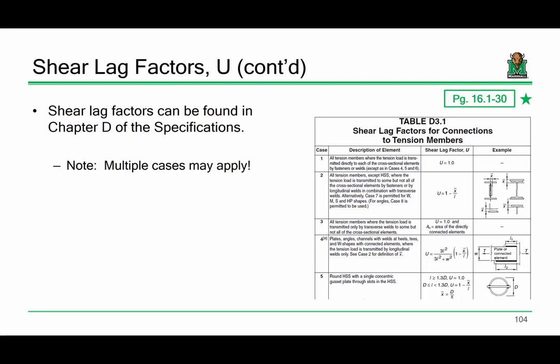So we're on 16.1-30. What do I have here on this slide beyond just an image of what's in the code? Look at me. Look at my manual. I have a nice little tab called U right here. You will be referring to this table quite a bit on your homeworks, on your celebrations of learning. Well, the shear lag factor is called U. So you need to tab this one for sure.